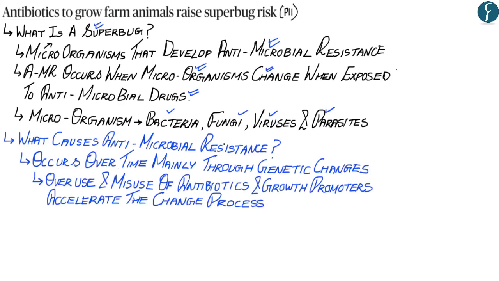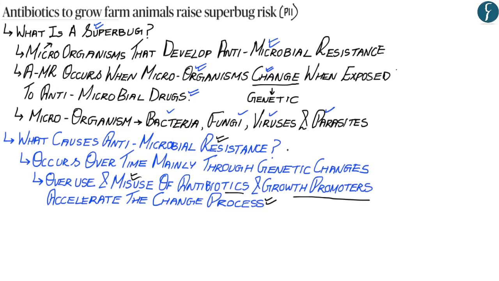So now hopefully up till here you also understand what causes antimicrobial resistance, wherein antimicrobial resistance occurs when microorganisms change, mainly through genetic changes. However, what is happening now is that the overuse and misuse of antibiotics and growth promoters have accelerated this change process.